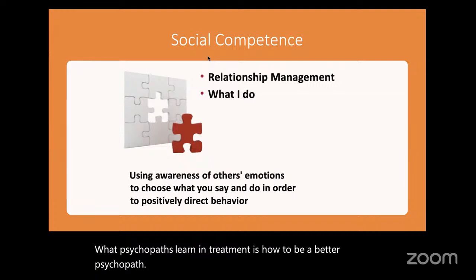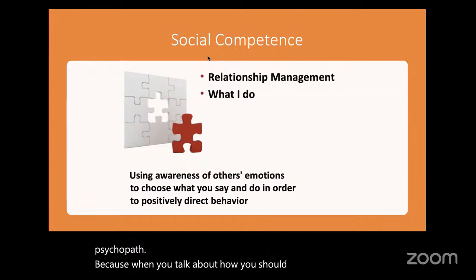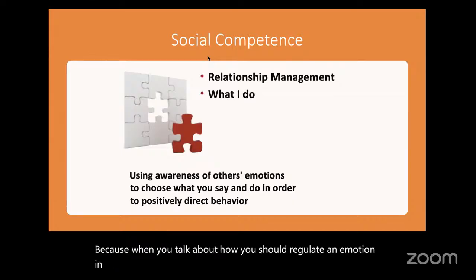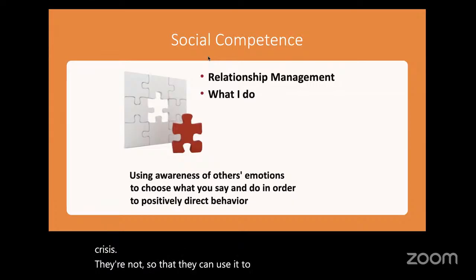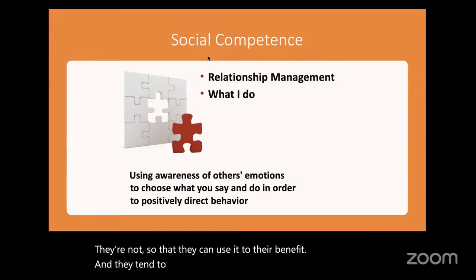Because when you talk about how you should regulate an emotion in a crisis, they're learning how they should mimic that emotion in a crisis, so that they can use it to their benefit. And they tend to make other group members worse.